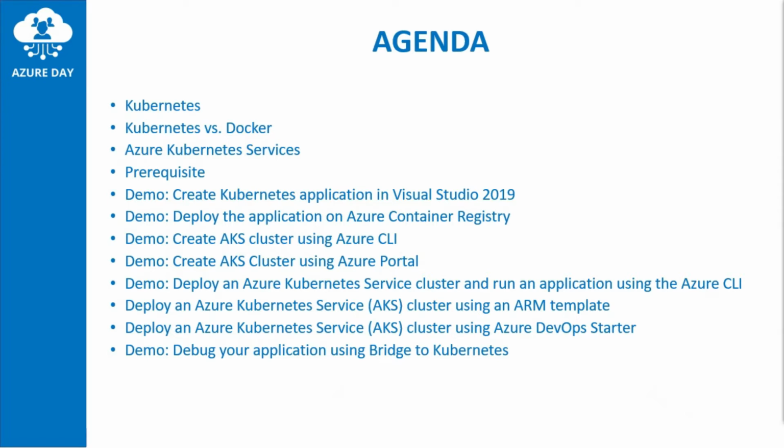After, we will deploy it on Azure Container Registry. Next, we will create our Azure Kubernetes Services cluster using Azure CLI and Azure Portal. We will see how we can deploy an Azure Kubernetes Services cluster and run our application using Azure CLI. We will use another approach to deploy our cluster using an ARM template or using Azure DevOps Starter, where we will ensure the continuous integration and the continuous delivery. We talk here about CI/CD.